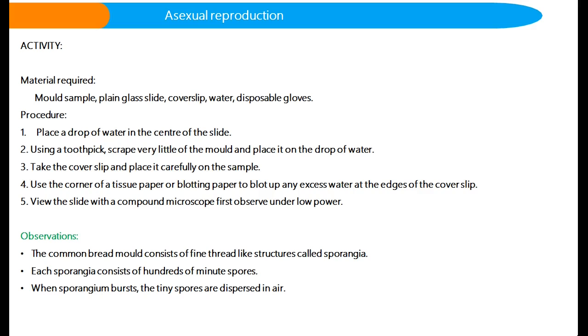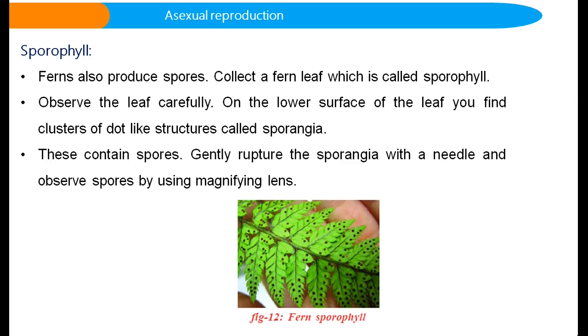Observation: the common bread mold consists of fine thread-like structures called sporangia, and each sporangium consists of hundreds of minute spores. When the sporangium bursts, the tiny spores are dispersed into the air, and with favorable conditions, they germinate into individuals.